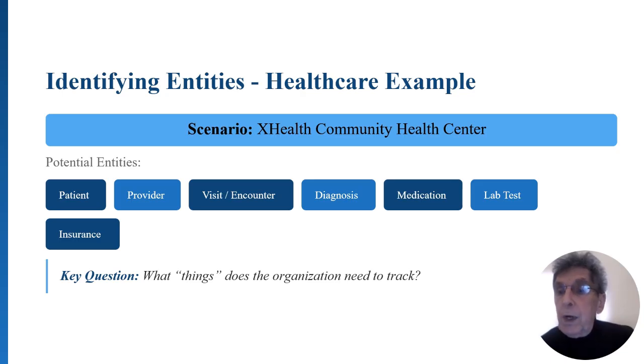How do you identify what entities you need? Well, you start with the scenario. For our xHealth example, what things does the organization need to track? Patients, obviously. We need to store information about the people receiving care. And also providers, the doctors, nurses, nurse practitioners, physician's assistants, the people delivering the care. Visits or encounters, each time a patient comes in, that's a trackable event.